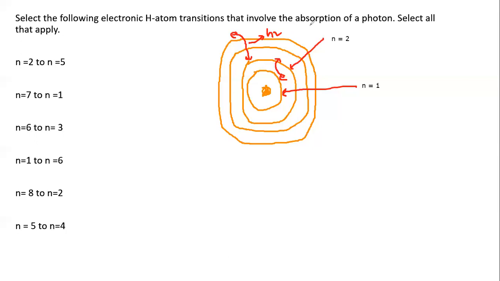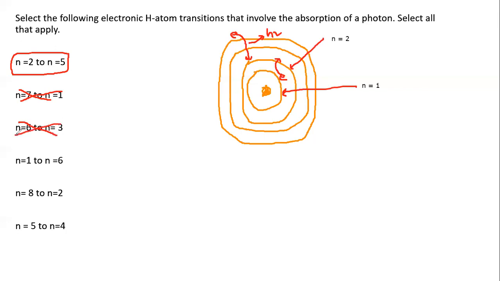So to know if it's an absorption of a photon, the first n is less than the final n that you're going to. So for example, n equals 2 to n equals 5, since 2 is less than 5, this one will require the absorption of a photon. n equals 7 to n equals 1, since the first n is larger than the second n, here we would release a photon, so we wouldn't absorb. n equals 6 to n equals 3, we would release a photon to go down.